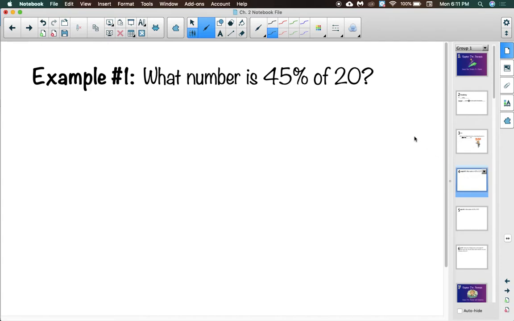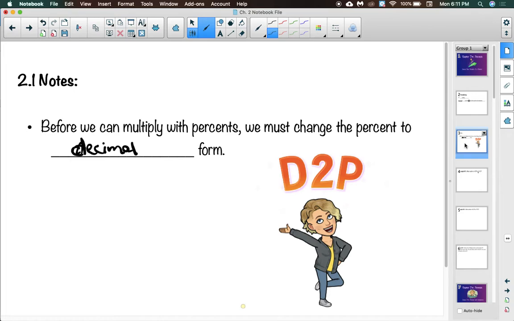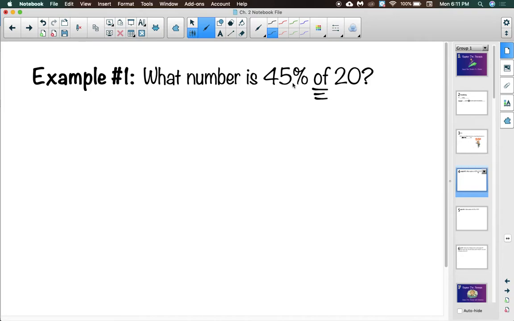Our first example, what number is 45% of 20? So of tells us that we have to multiply, and don't forget this note here, before we can multiply by a percent, we have to change that percent into a decimal. So we're going to change 45% to decimal form. Remember, D2P tells us to move the decimal. This time we're changing from a percent to a decimal. So we move the decimal 2 places to the left. So grab your decimal, move it 1, 2 places to the left, and put it in front of the 4, and we get rid of the percent sign. So the math problem that we're doing here is really 45 hundredths times 20.